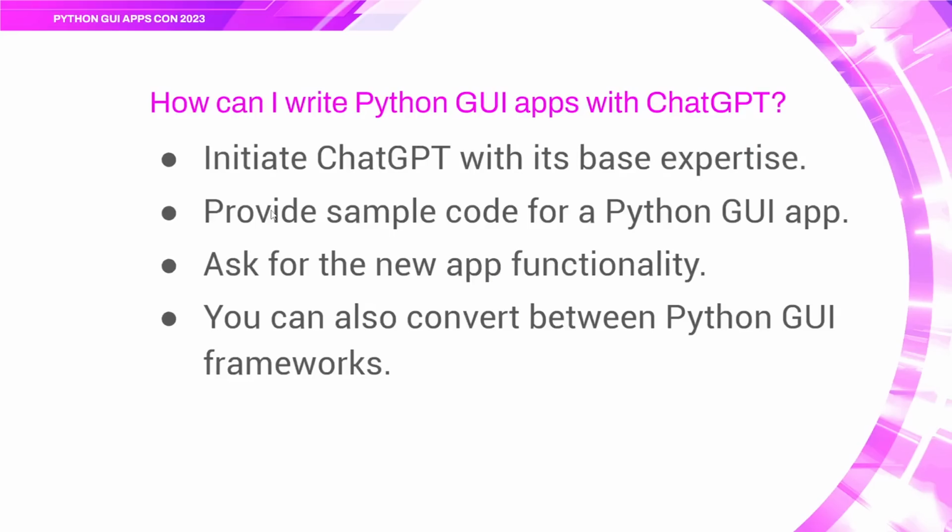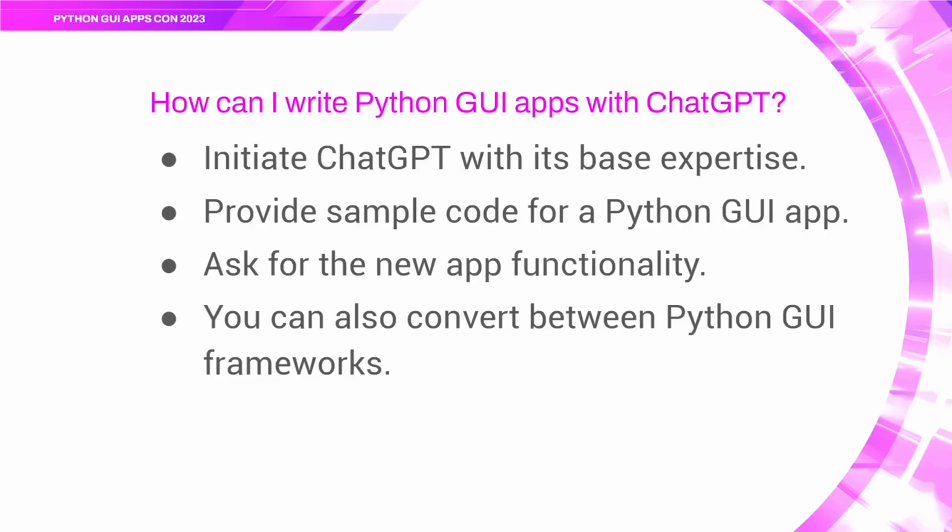So how can I write Python GUI apps using ChatGPT? So one of the ways, this is talking about the prompting that we do. So we have to create a prompt in order to ask ChatGPT to write an app. And so in the prompts that I write, I like to initiate ChatGPT with a base expertise, which may or may not work, but seems to work for me.